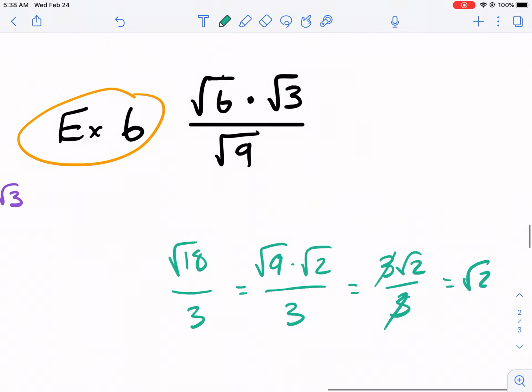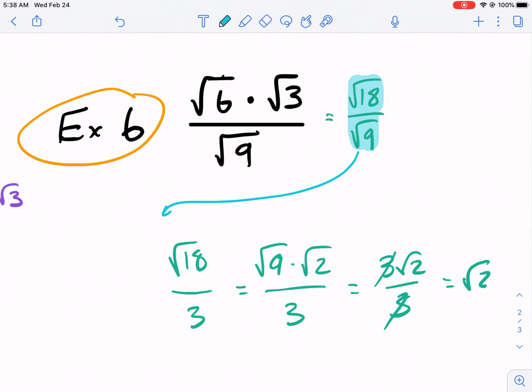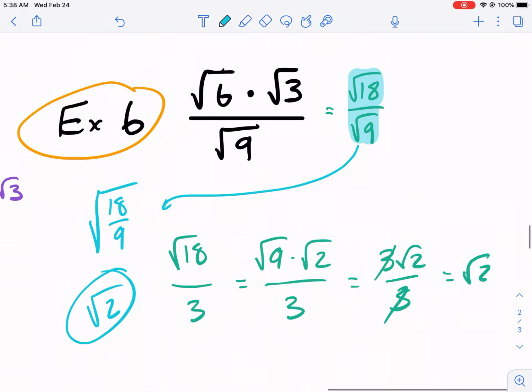Okay, that's probably the quickest way to do it, but let's say you didn't see that. How could we do this problem? Well, you might want to still multiply radical 6 times radical 3 in the top, get radical 18, and then over radical 9. Okay, now let me show a quick tangent. We could also do this. Radical 18 over 9, that's radical 2, and you're done. That's it. 18 divided by 9 is 2. Okay, that's another way to do it.